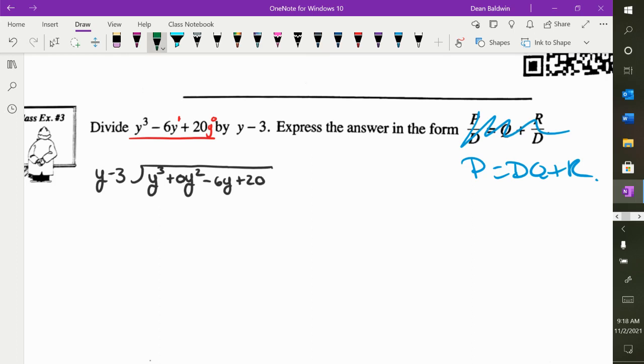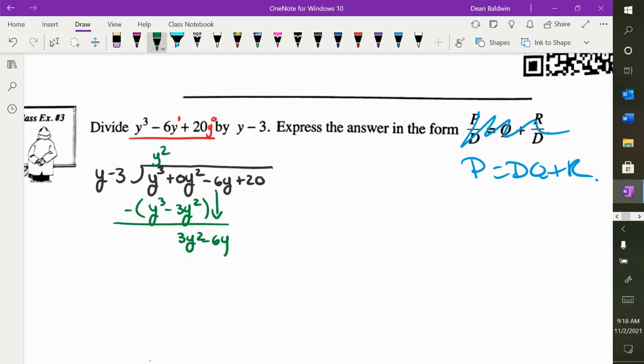So what do I multiply y by to get y cubed? Y squared. So we already did that. And then you FOIL that in. Y squared times y, y cubed. Y squared times negative 3, negative 3y squared. And now the y squareds line up. Okay? Then we subtract. The first term that you're trying to match up should always go away. So the y cubes disappear. What's 0y squared minus negative 3y squared? 3y squared.